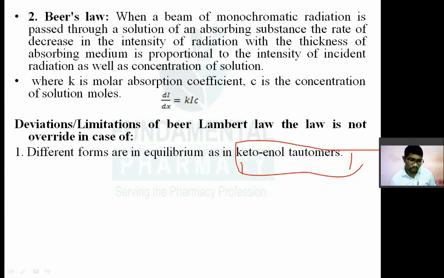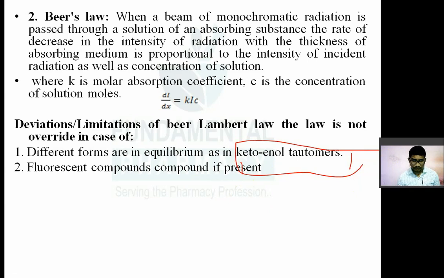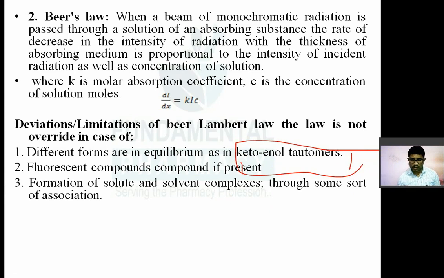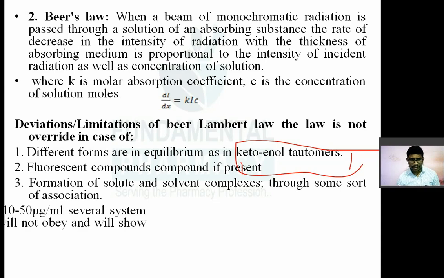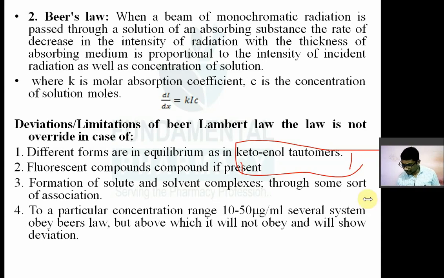If a fluorescent compound is present in the sample, then Beer's law is not applicable. Formation of solute or solvent complexes through association, dissociation, complexation, etc. We have also seen that. At that time also Beer's law is not applicable. Beer's law is applicable only in a particular range of concentration. If the concentration range is between 10 to 50 microgram per ml, then only Beer's law is applicable. Beyond 50 microgram per ml, Beer's law is not applicable.